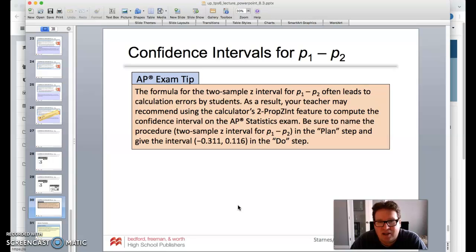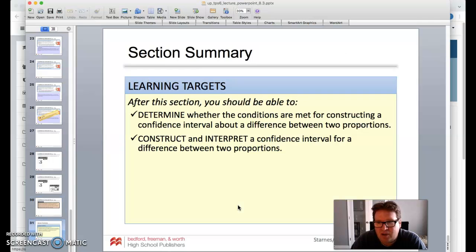So again, it's the 2-PropZInt feature that's used. The 2 sample z interval is what it's called, so name that in the plan step, and give the interval in the do step. Whenever you use a calculator, write down what you're putting in, as always, so that we can see what you're thinking, and the people grading can as well.